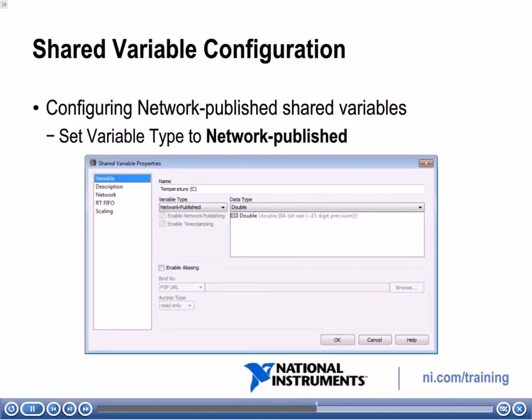Once you've right-clicked and created a new variable, you'll get a configuration window to configure your shared variable. In this case, we want to use the shared variable to communicate between our RT target and our Windows VI. Because of that, we need to set our variable type to network published. That way, we're going to be able to share data using that shared variable over the network.